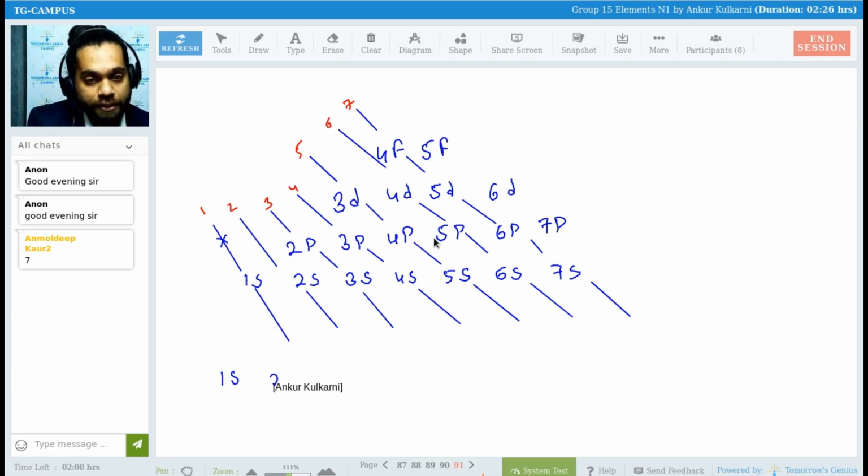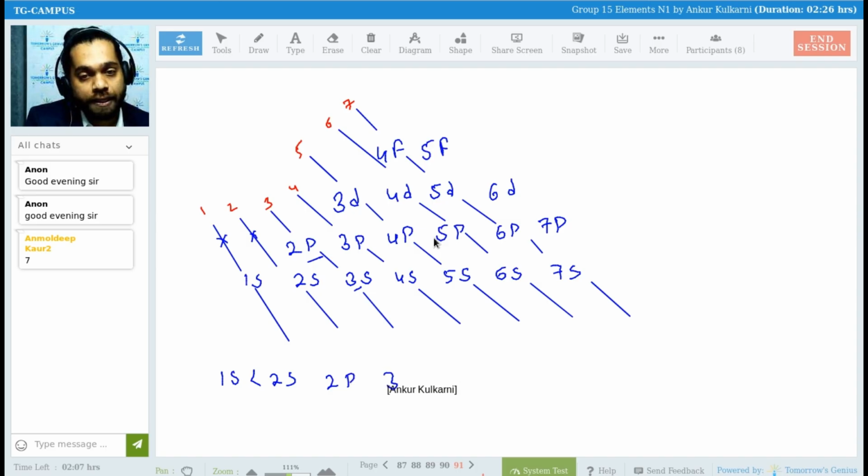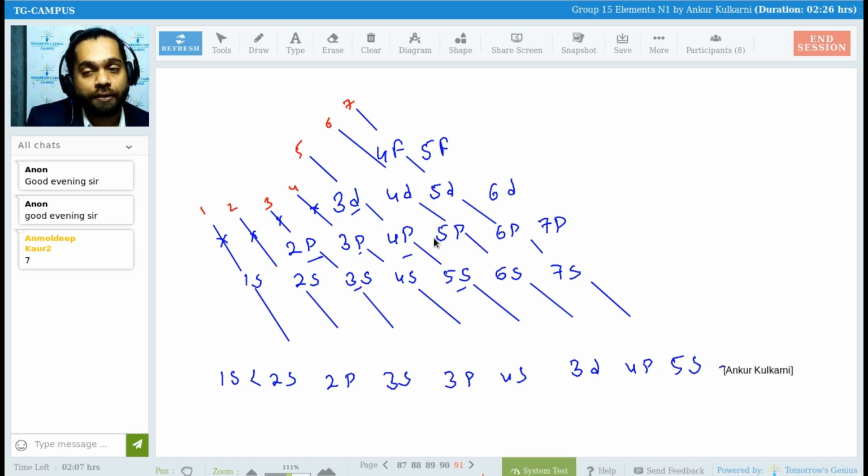Next line says 2s. So 1s is lower in energy than 2s. I am going according to the energy level. After 2s, your second line is over. Then the third line says 2p, 3s. After 3s, we have 3p, 4s. After 4s, we have 3d, 4p, 5s. And this will continue with the fifth line, sixth line, seventh line, and eighth line.